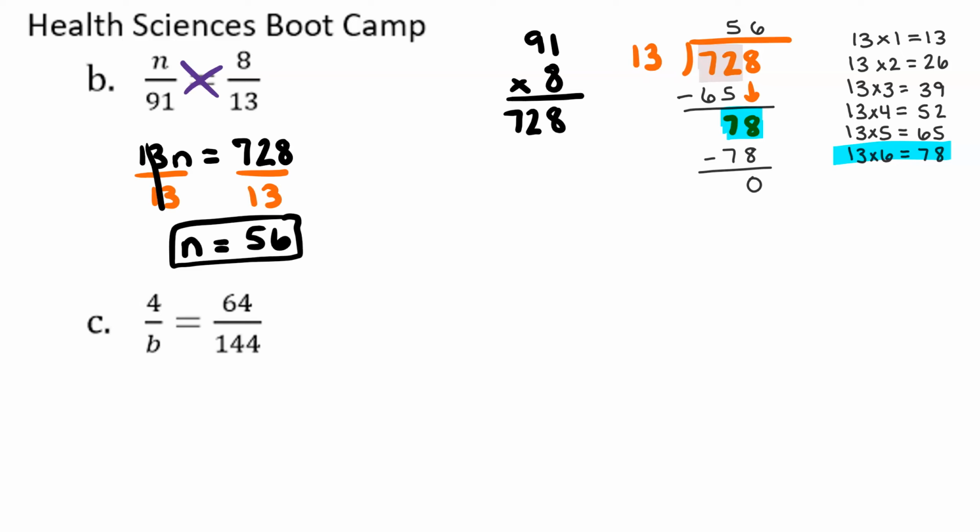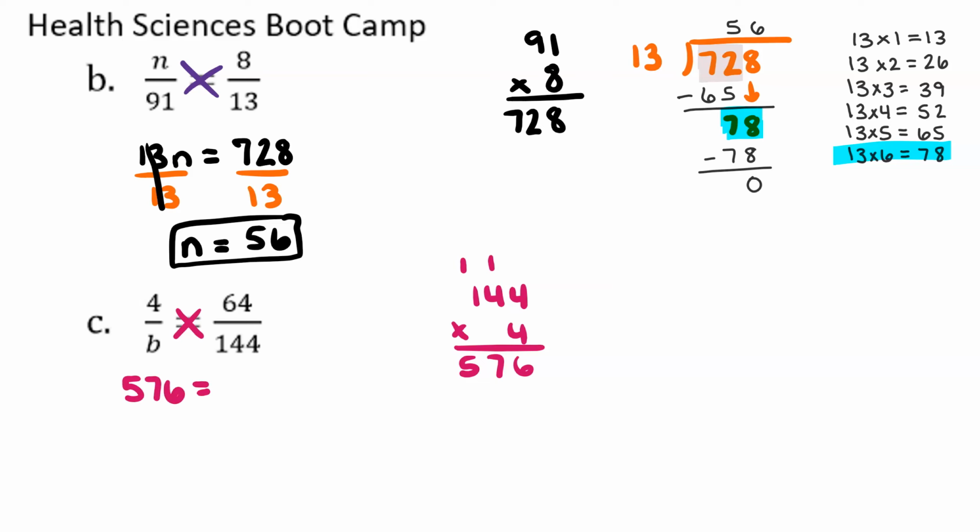Let's try another one. 4 over b equals 64 over 144. So what I'm going to do is cross multiply, but 144 times 4 is kind of hard, so I'm just going to do that over here. 144 times 4. So 4 times 4 is 16, carry the 1. 4 times 4 is 16, carry the 1 is 17. And then 4 times 1 is 4, plus 1 is 5. So 4 times 144 made 576.